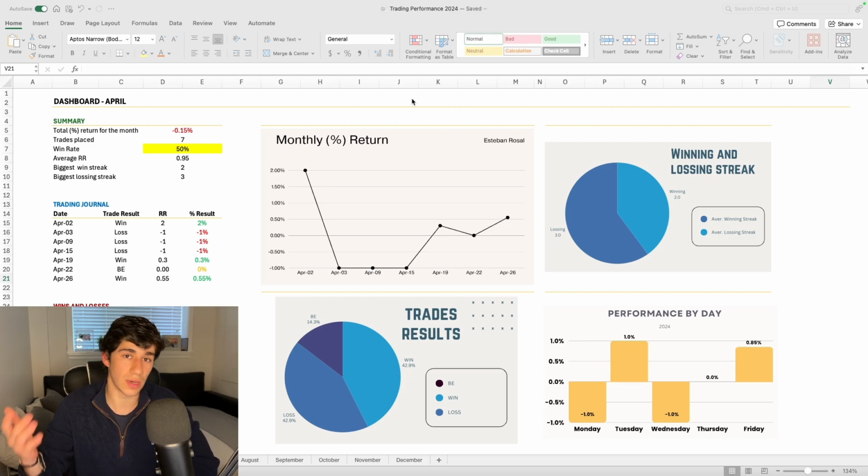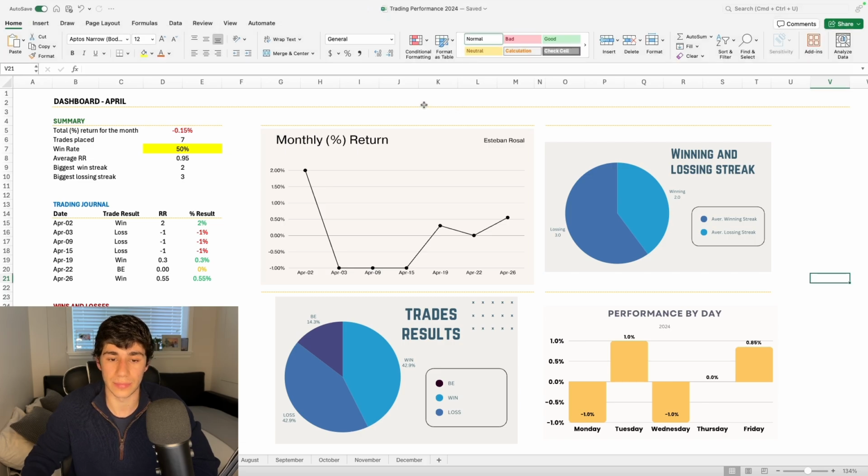To be honest with you, at the beginning of the year, so January, February, and March, I was a little bit disorganized, so I didn't journal my trades properly, so that's why I don't have accurate data. But since I first started to create content, I started to be way more organized, and that's why I have proper data since April.